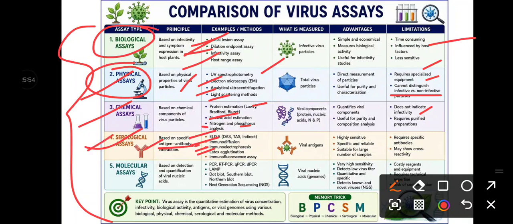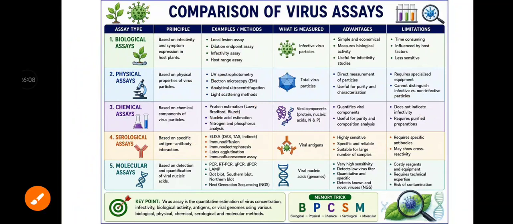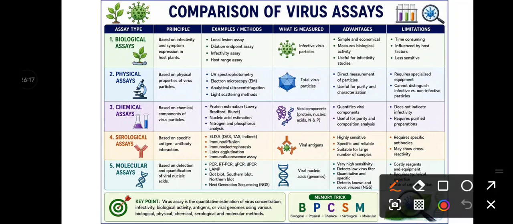Then serological method I have already told. Then finally the molecular assay. These are the most advanced assays, the most sensitive assays, but the only limitation is they require costly equipment as well as costly chemicals. Technical expertise is also needed to handle the LAMP. Next, NGS. The most important technique is NGS.